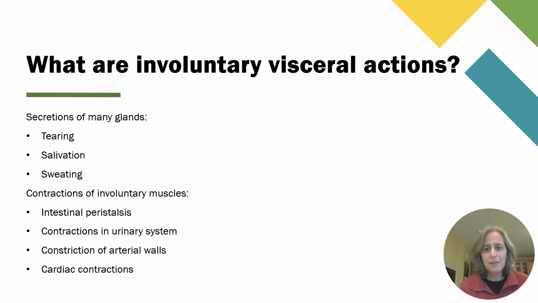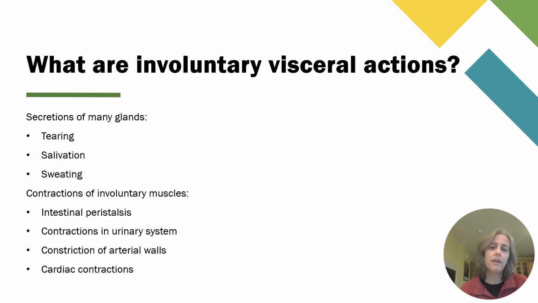So what are some of those involuntary visceral actions, right? So a lot of the time it's secreting things from glands. So tearing, so your lacrimal glands. Remember we learned about your tear glands up here in your eyes. That is actually an involuntary thing, right? When you're cutting onions, you don't say, I want to really tear up now. No, right? It just happens. Salivation is another one. Sweating, right? So glands are secreting things.